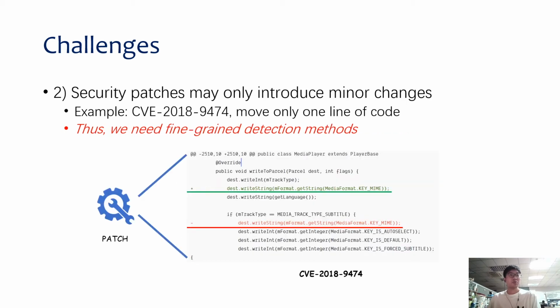Second, patches usually introduce small changes to source code. For example, the patch for this vulnerability only moves one line of code. To reliably check the patch presence, we need to consider all meaningful patch changes, which requires fine-grained detection methods.